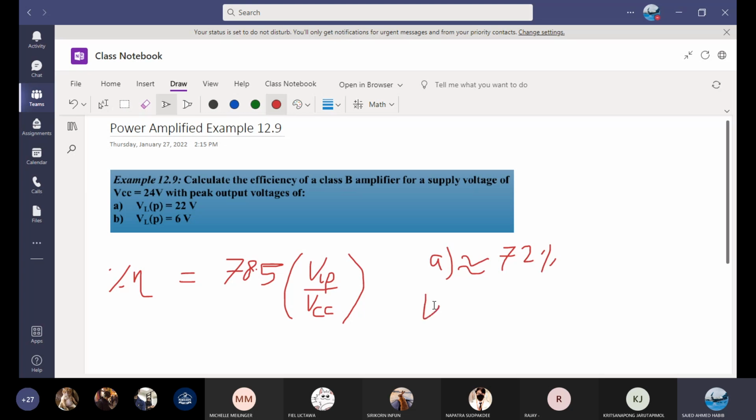For case B, let's take the ratio. 6 over 24 times 78.54, 19.6, you can say approximately 20%. If you wrote 19.6 it is okay. If you wrote about 20%, still all right.